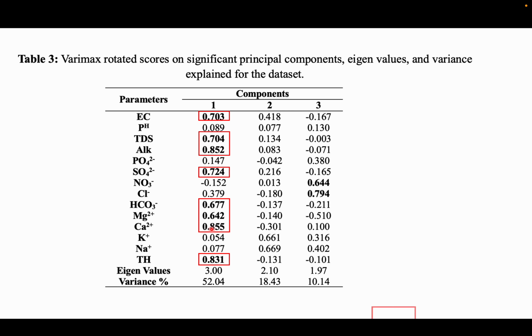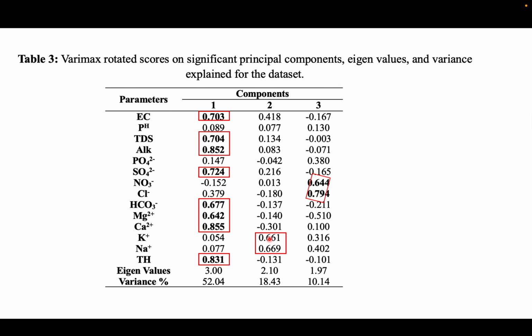Let's go to component 2. We can see that in component 2, potassium and sodium, these two are highly loaded, and this component 2 explains 18.43% of the total variance, with strong loading, meaning strong loading on potassium and sodium greater than 0.65. So this may indicate silicate weathering may be the dominant source of these ions.